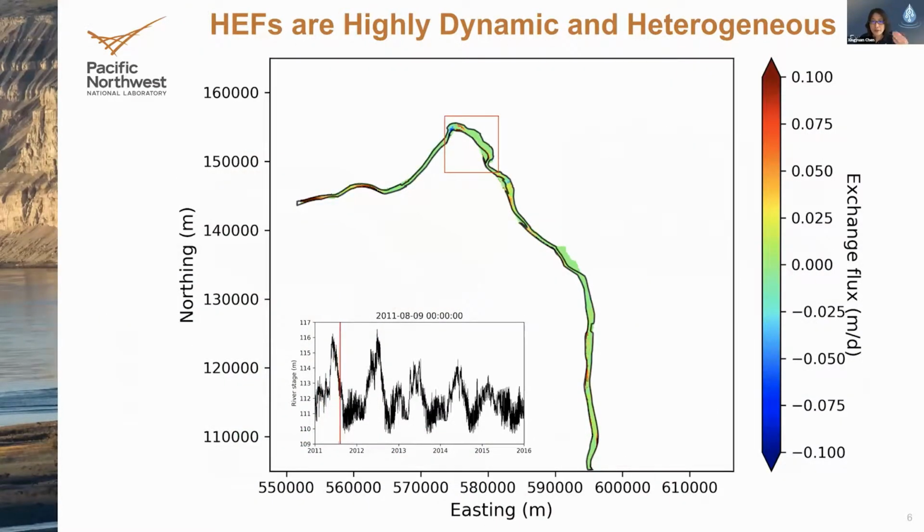On this animation, we're only showing the exchange fluxes between the river and the groundwater, so it's the flux across the riverbed. The red colors mean the water is going from the aquifer to the river, so the river is gaining, and negative means the opposite. It is very obvious from this animation that there are certain regions where you see more exchange than in other regions, and this heterogeneity changes when the river stage goes up and down in time.